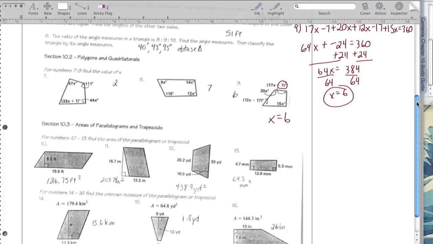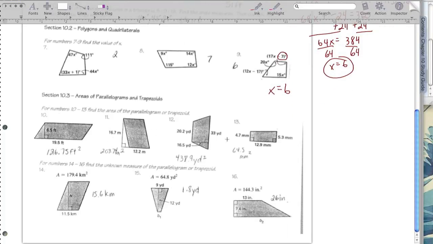Alrighty, let's take a look. We're going to move down to numbers 10 through 13. They want us to find the area of the parallelogram or trapezoid. Area of a parallelogram is going to be base times height. Area of a trapezoid is 1/2 base 1 plus base 2 times height. You'll have a formula sheet so you can use that.